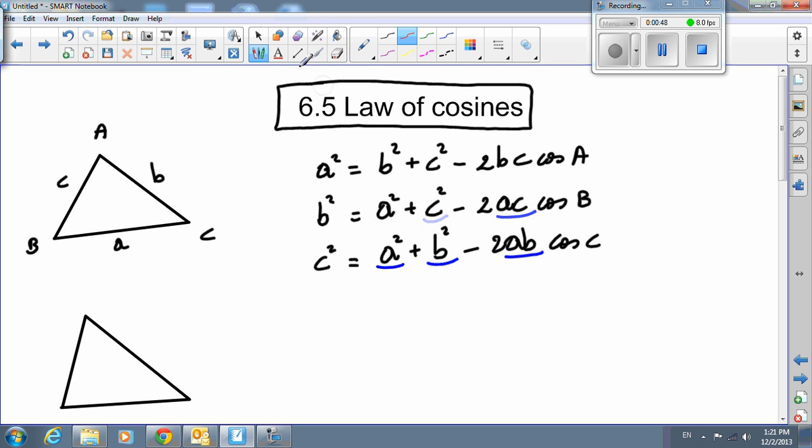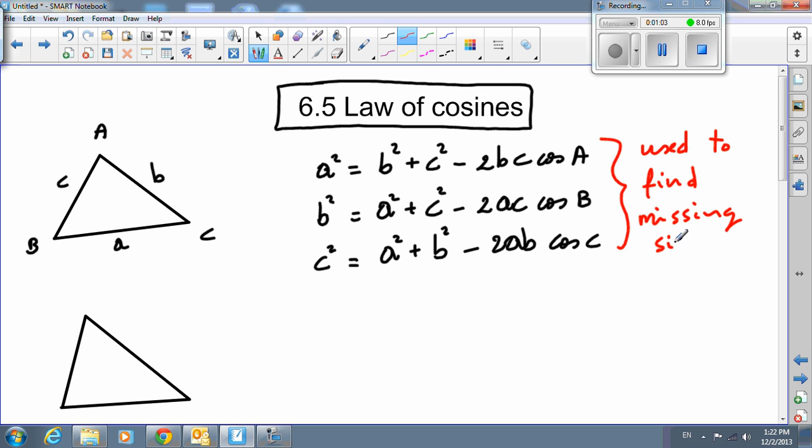And how do we use these? We use these to find a missing side or missing sides. All these are used to find missing sides. All right, let's do one example.